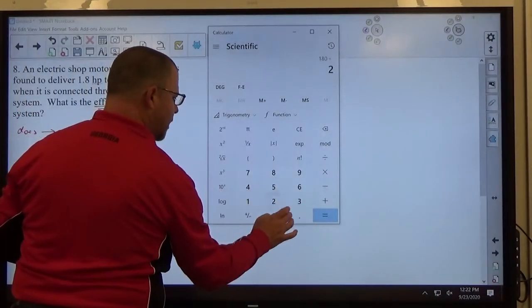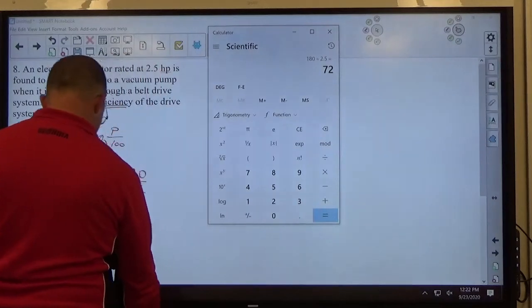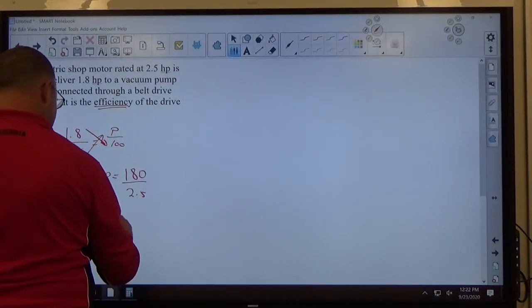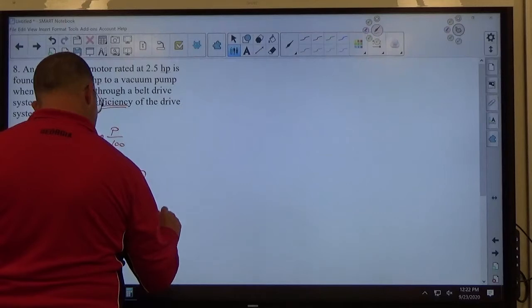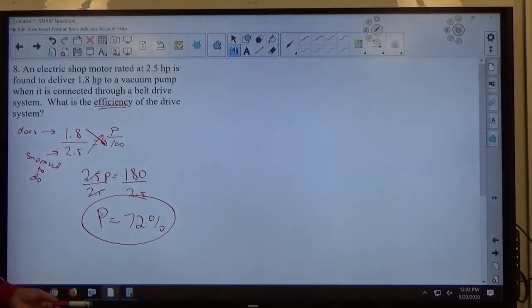Divided by 2.5 is 72. So P is 72%. Time for a tune-up, I think.